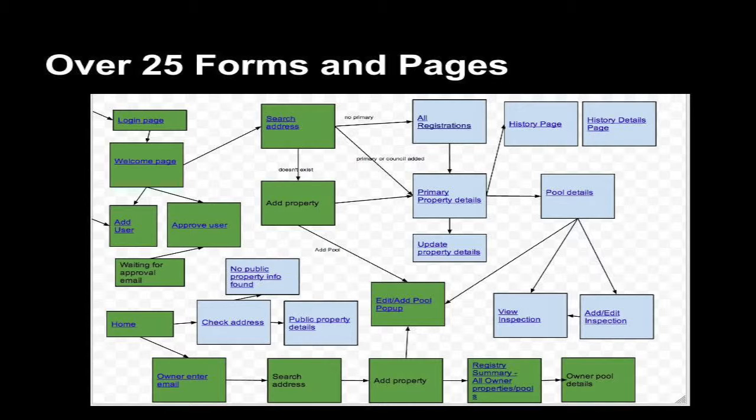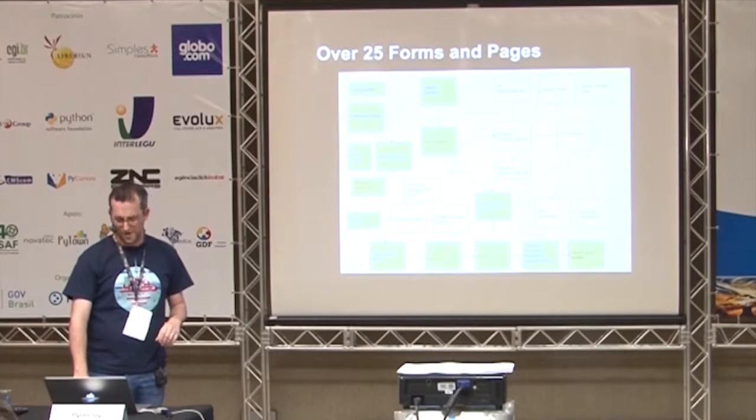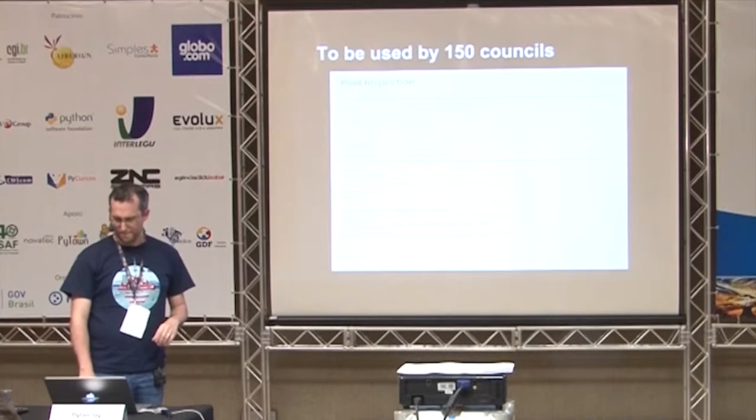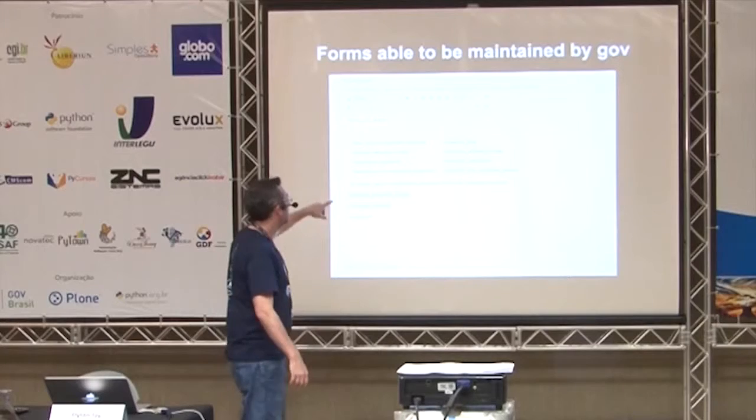This is kind of cool. This is using Go Mockingbird behind that. This is a Google chart, but you click through to each of those. We mocked up the UI for each of the different forms and got them signed off that way. Yep, so it's used by 150 councils in New South Wales.